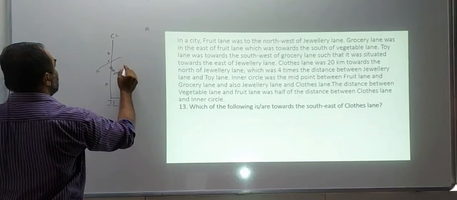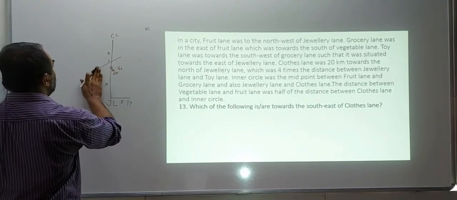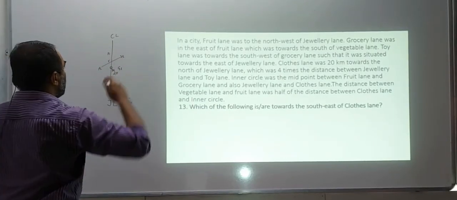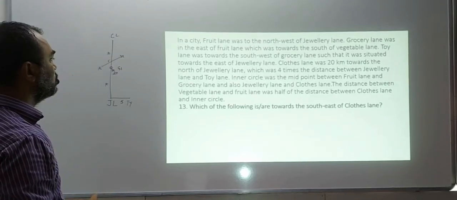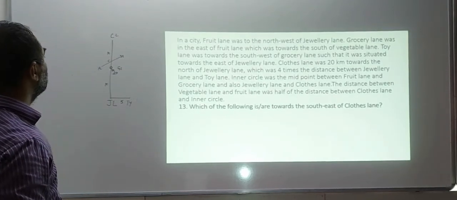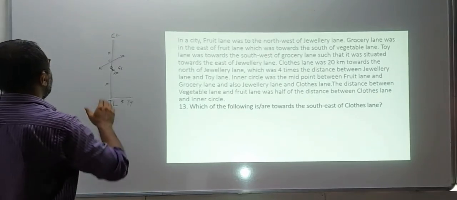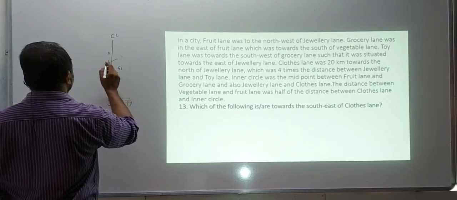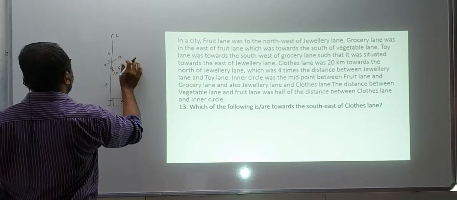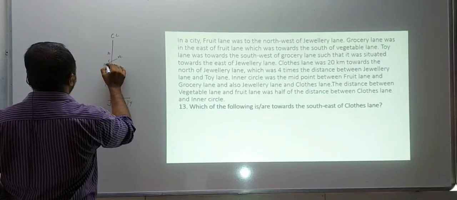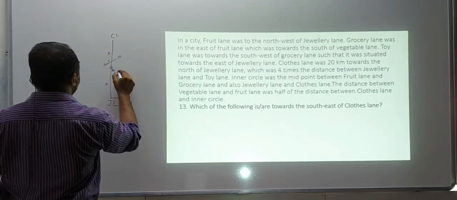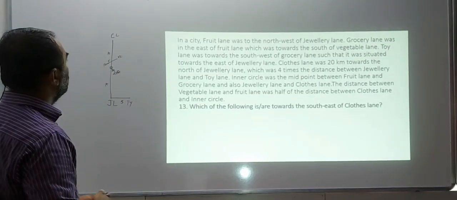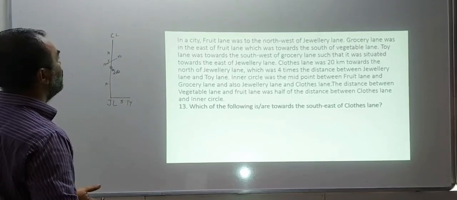If Fruit Lane is around here, Grocery Lane should be around here because the inner circle is the midpoint. And the Vegetable Lane should be here. So we narrow down the figure to something like this. Okay? It could even be that Fruit Lane and Vegetable Lane are only having a distance of 5, but again the inner circle is the midpoint of Fruit Lane and Grocery Lane, so Grocery Lane can come down here and Vegetable Lane is to the north. So now let us check the figure and see for the data occupied.